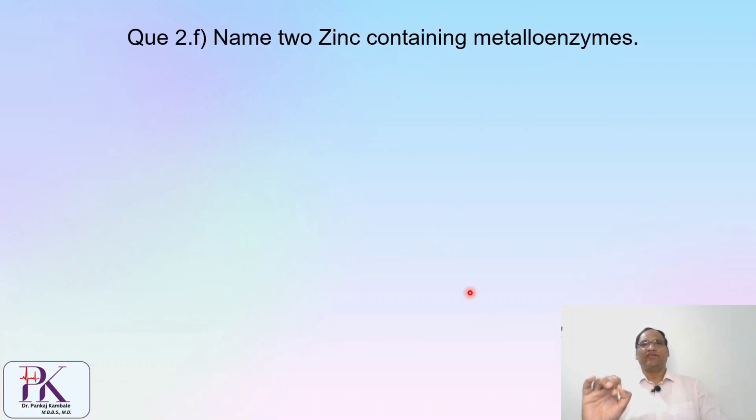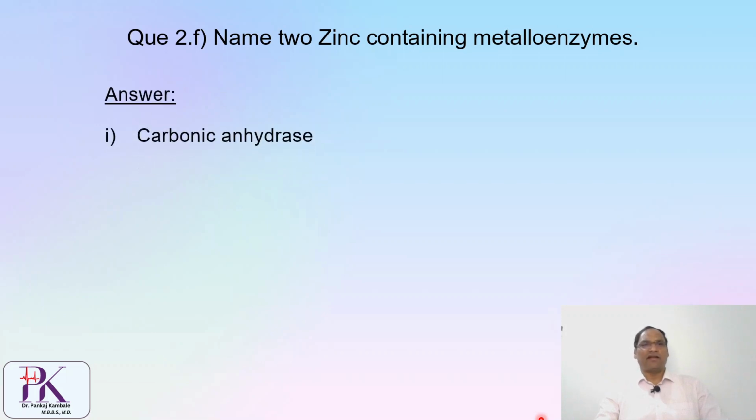Name two zinc containing metalloenzymes. Now in nature there are more than 300 zinc containing metalloenzymes, but the important one you should remember is carbonic anhydrase. Very common, and it is very commonly asked in MCQs also. Carbonic anhydrase contains zinc. So you can remember any two enzymes. I have given you the common enzymes which are there in your curriculum.